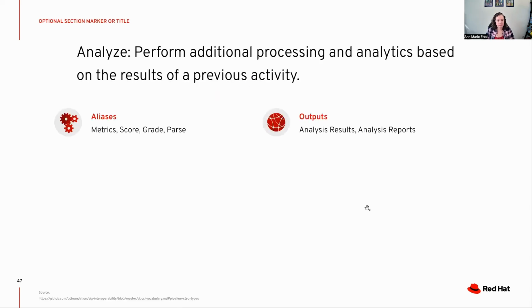So in an analyze step, you provide additional processing and analytics based on the results of a previous activity. Sometimes these are called things like metrics, score, grade, or parse, and it will generate some kind of analysis report that can either be used for further automation or for people to just watch and see what the health of the system is.